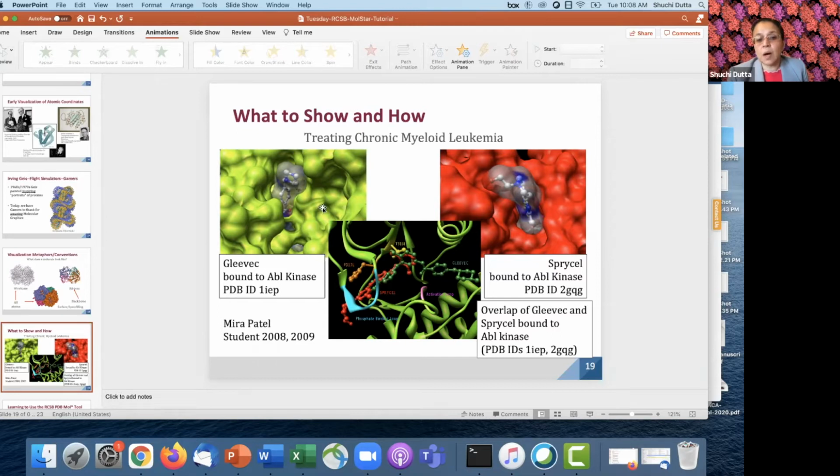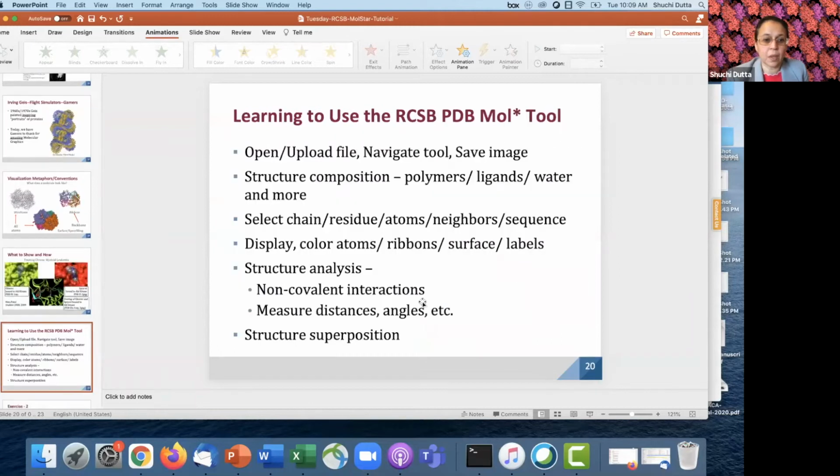And so using a combination of surface views, ball and stick, superimposed colors, all these things were used to tell the story. So again, depending on what story you are trying to tell, you probably will choose whatever representation is the best for that particular situation.